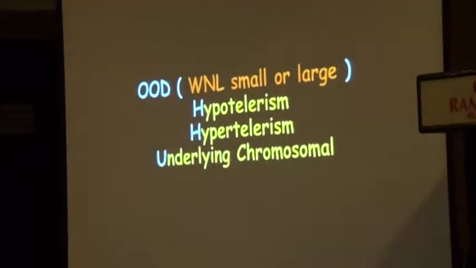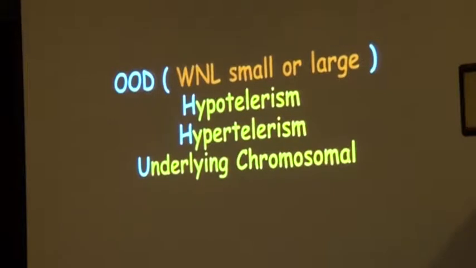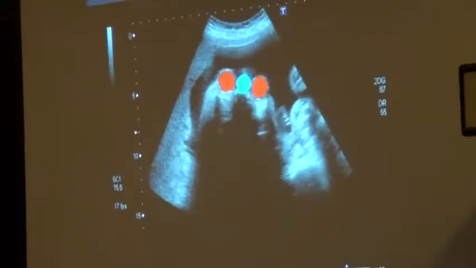What about OOD, that is outer ocular diameter? Within normal limits, small or large. Hypotelorism, hypertelorism, and underlying chromosomal abnormality. Let me give you a beautiful slide.